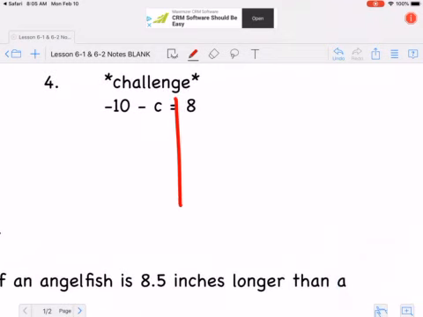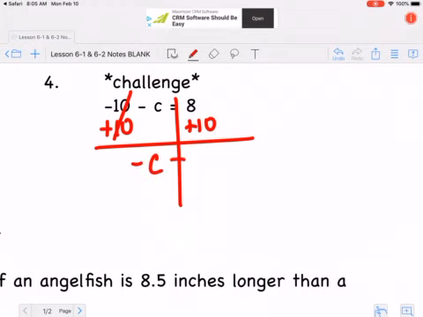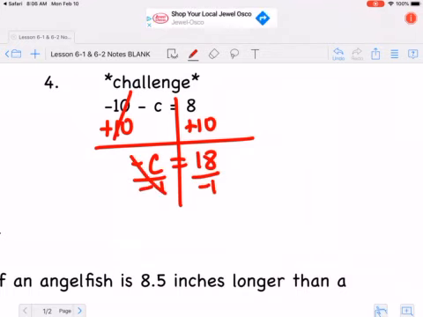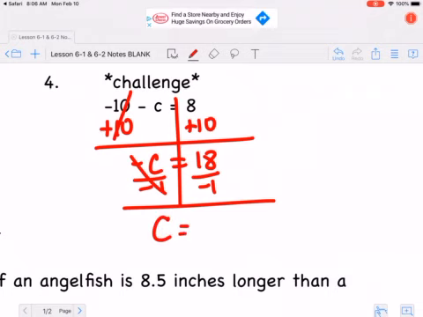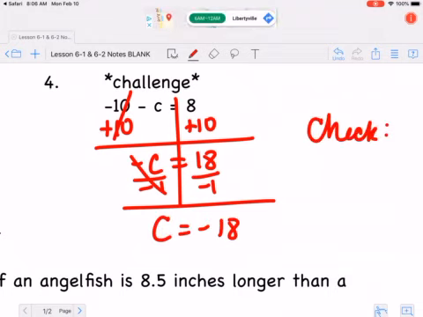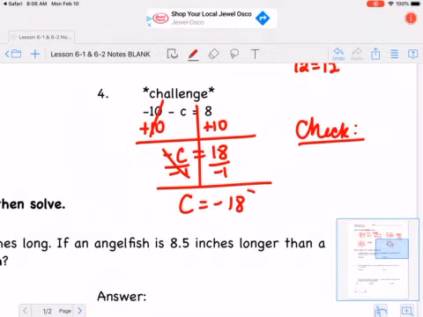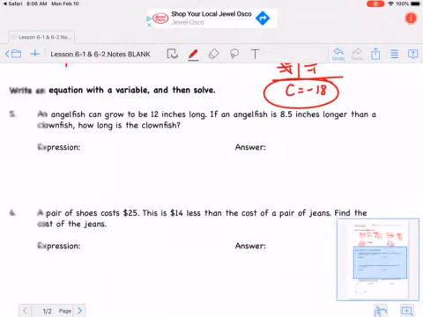Okay, this is a challenge problem. So line down our equal sign. So we're first going to solve our numbers. So we're going to add 10 to both sides to start. So we get negative c is equal to positive 18. Now we don't want to keep our c a negative, so we're going to divide by a negative 1. And our c is going to equal negative 18. Again, I'm going to be checking your work to make sure that you have checked.